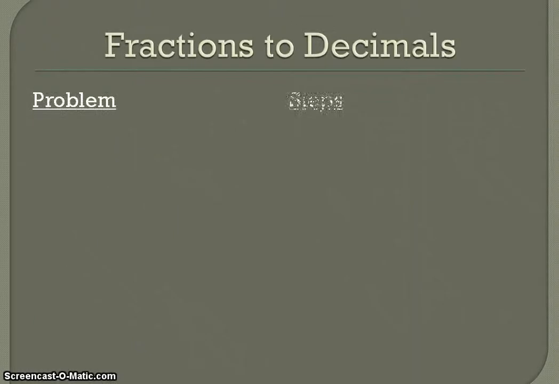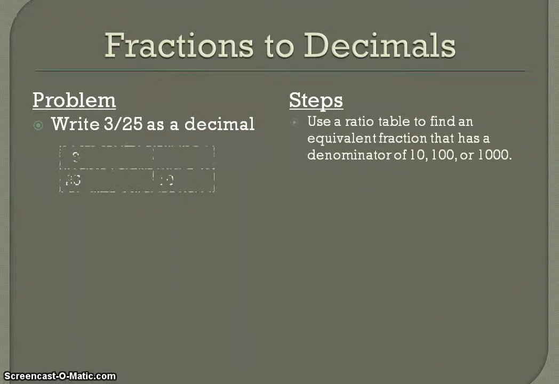The next problem we're going to do is we're going to write 3/25 as a decimal. It's the exact same steps. First thing we do is we use a ratio table where we find an equivalent fraction with a denominator of 10, 100, or 1,000. Well, is there something we can do to 25 to get to 10? And no, 25 cannot be divided or multiplied to go to 10. So instead of trying to get to a denominator of 10, we're going to try to get to a denominator of 100.